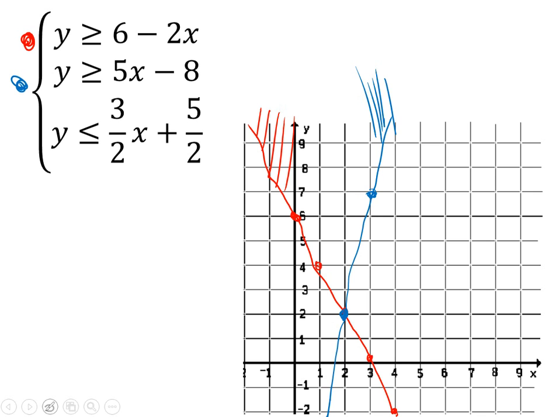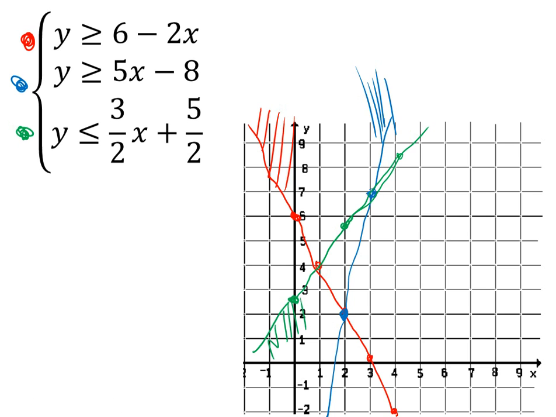And now the last one I'll do in green. That one starts at 5 halves, and it goes up 3 over 1, 2, 3... oh no, over 2, my bad, over 2. Up 3 over 2, up 3, 1, 2, 3 over 2. And as you see here, this one is actually shaded below.